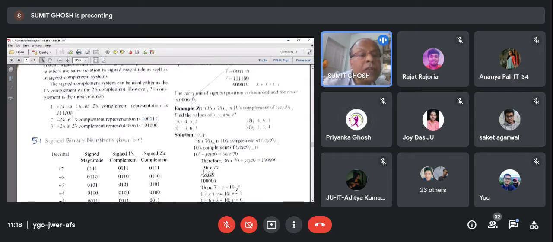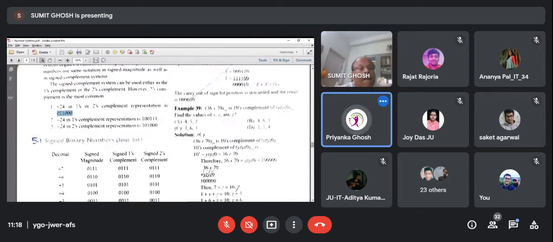And minus 24 in 2's complement, what is the 2's complement of this? 101000. Very good, very good. 101000. Okay, this is 2's complement representation of minus 24 in sign complement system.